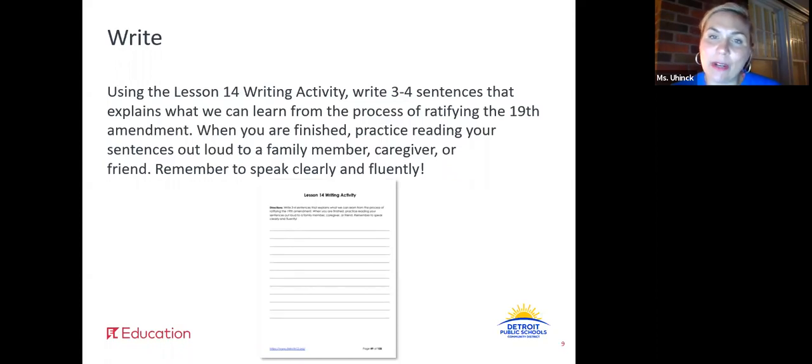Before you get started, I want to encourage you to take your time with this. After you do this writing activity, I want you to stop, go into your writing, and make sure that you have a clear main idea. So what is the most important idea you want your readers to get from reading your writing about the process of ratifying the 19th Amendment? You also want to make sure that after you state that main idea, you have some really important and relevant details that support your big idea that you're trying to get across to your readers. All right, pause this video and go ahead and start your writing.